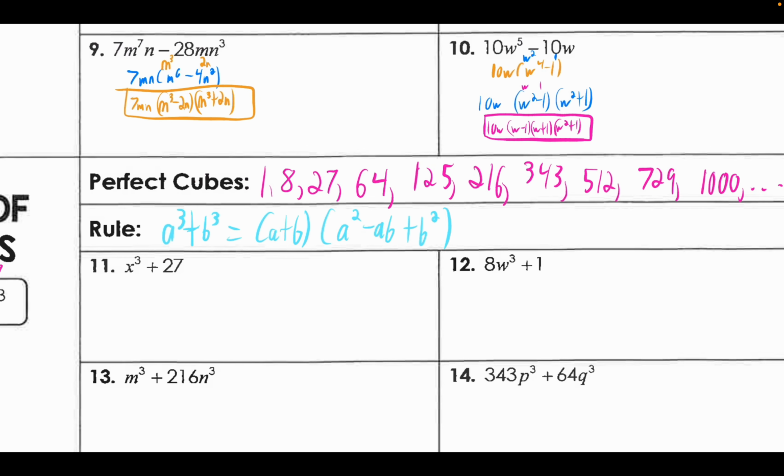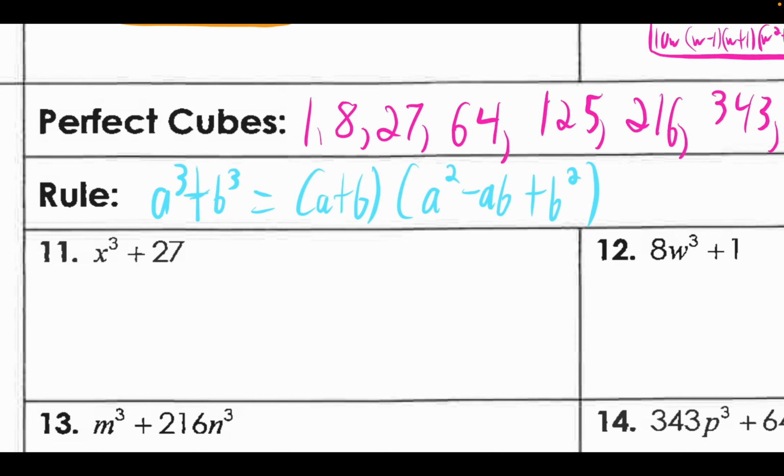So let's dive into number 11, so this might make a little bit more sense to us. x cubed plus 27. This is a sum of 2 cubes, because x times x times x, or x cubed, is x cubed. And 27 is the result of 3 being cubed, or 3 times 3 times 3. And so we follow this pattern with x being our a and 3 being our b. So one parenthesis or factor is x plus 3. The other parenthesis is x squared minus x times 3, which I'll write as 3x, plus 3 squared, which is 9.